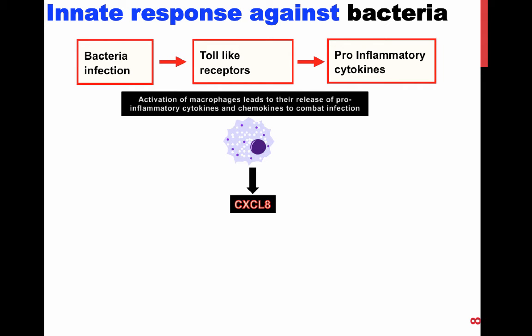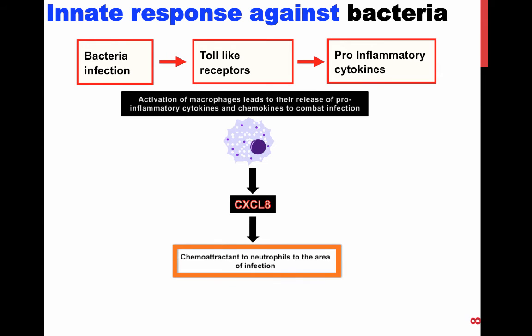CXCL8, or interleukin-8, is a chemokine, or a molecule that attracts other immune cells. In this case, CXCL8 attracts neutrophils to the area of infection. Other cells that release CXCL8 include epithelial and endothelial cells.